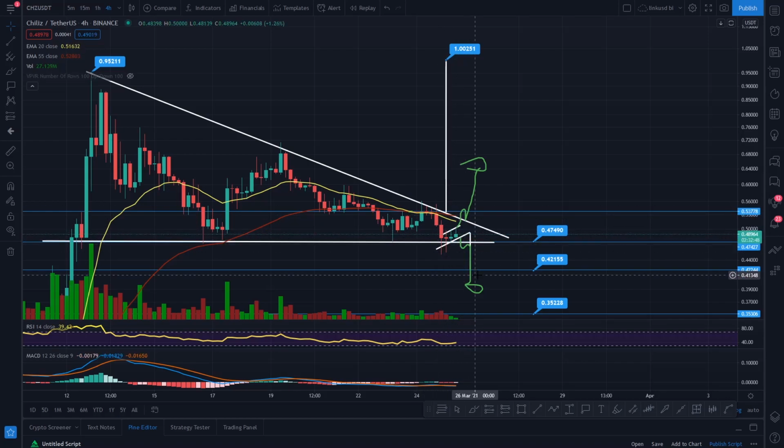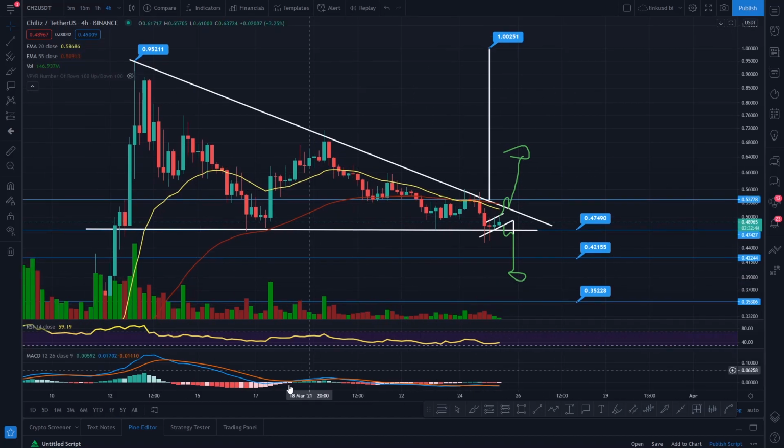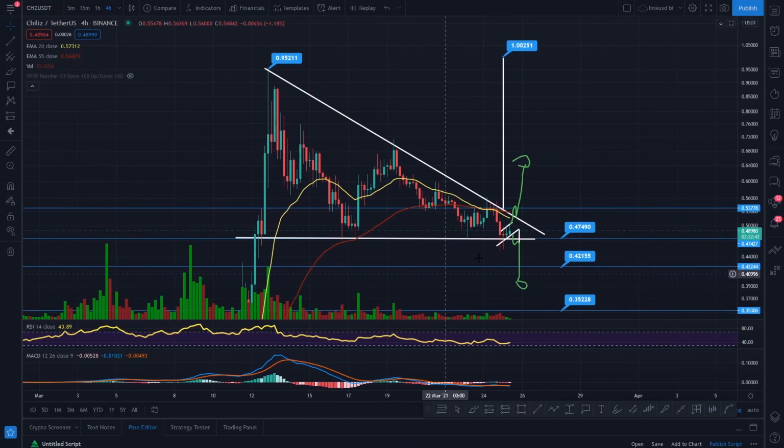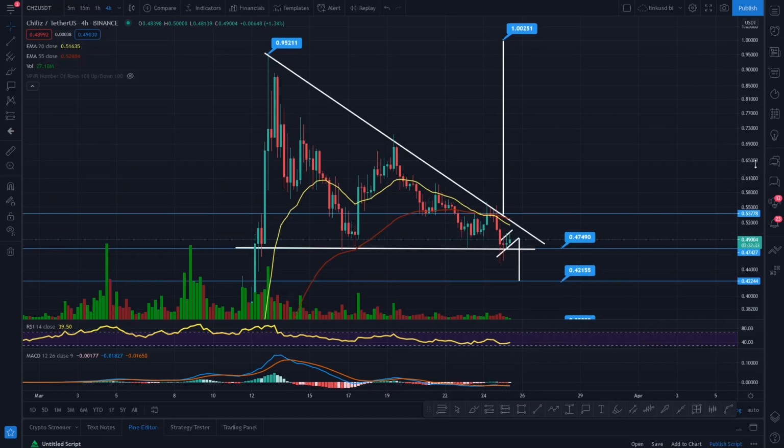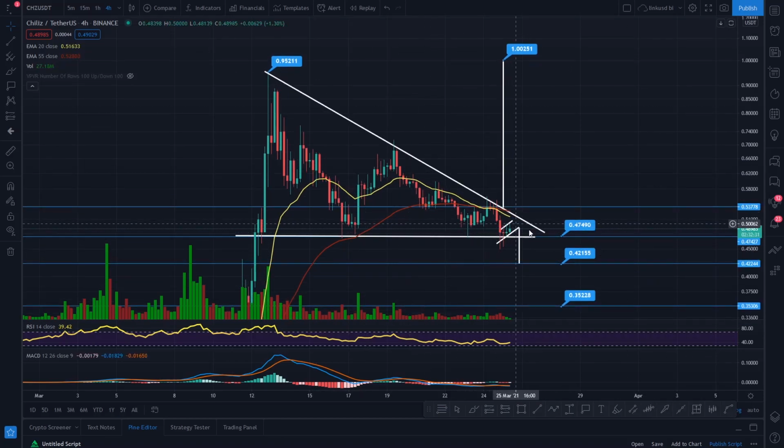You have to get confirmation of the breakout, and then you know it's moving in that direction, guys. So at the moment, CHILIZ is putting up a fight, okay? It is putting up a fight, but at the moment it does look like it is forming a bit of a bear flag on the 4-hourly time frame inside a descending triangle, okay? And usually these patterns are continuation patterns, guys, okay?